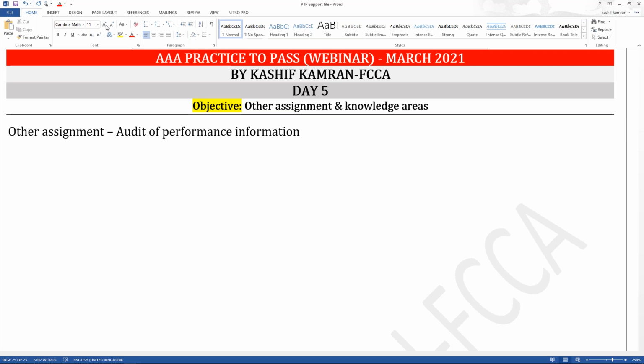Now, I'll give you a brief summary of what exactly is audit of performance information, as I did give you about forensic and due diligence yesterday. I hope you remember that. In the same order, I'll give you a brief summary of audit of performance information, and then I'll take you to the past papers so that I can guide you about the marking scheme.